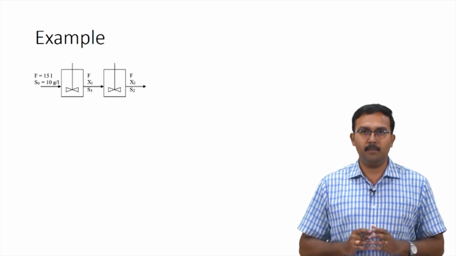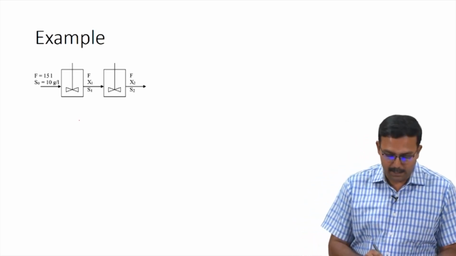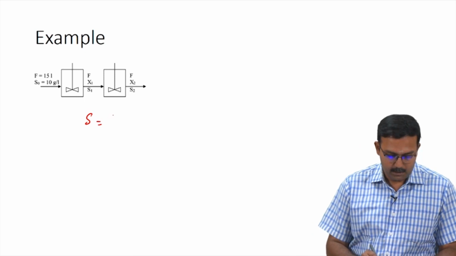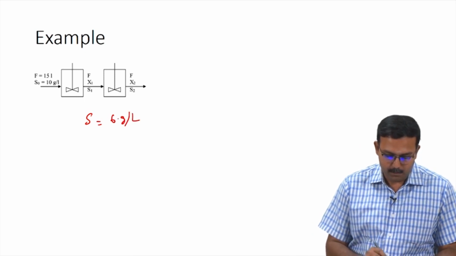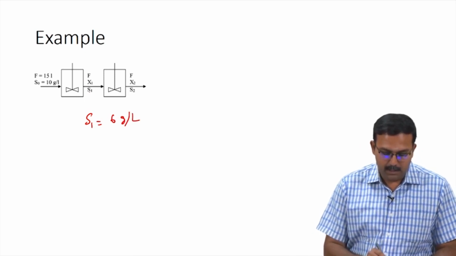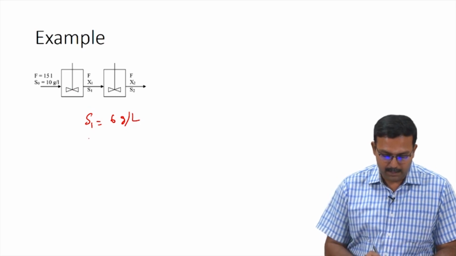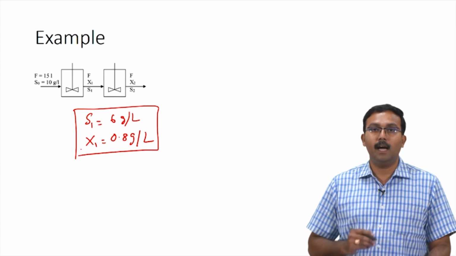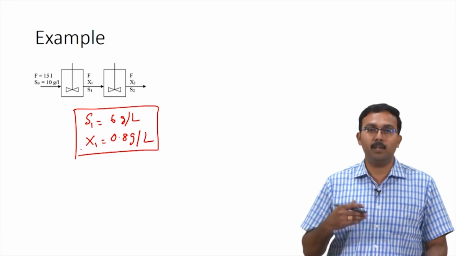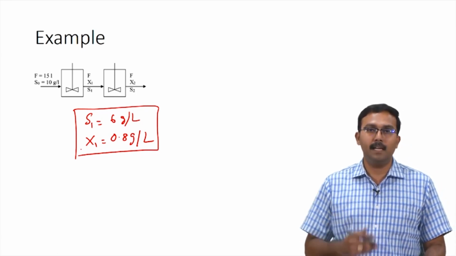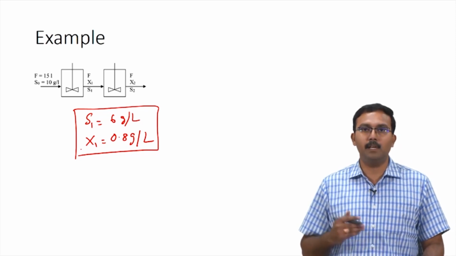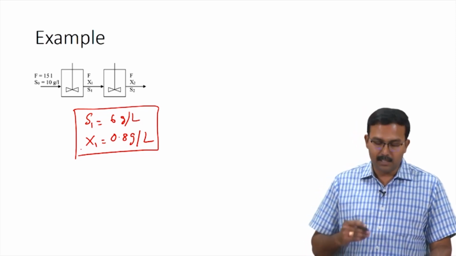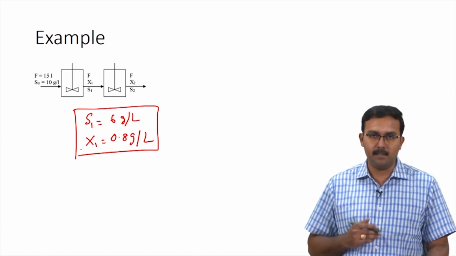If you were to perform these calculations, you would get the values of S as 6 grams per liter, which is the S1 leaving the first reactor, and your X1 would be 0.8 grams per liter. I am not going to perform these calculations here. I expect you to perform whatever we have done till now and verify if you are able to get the same values. Now, let us write the balance equations for the second system.